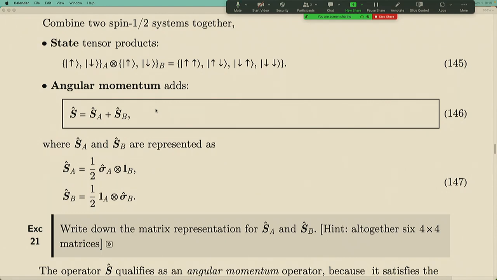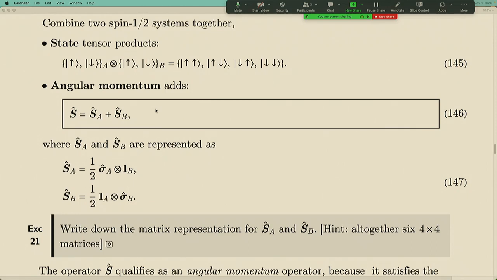This notation simply means that S_A, when it acts on this two-particle system, only applies the Pauli matrix to the A particle, and applies the identity matrix to the B particle, meaning the B particle is not affected by the action of S_A, because S_A is the spin operator of the A particle, not of the B particle. And vice versa, for the B particle there will be a 2x2 Pauli matrix acting on B, but on the A particle it will be a 2x2 identity matrix.